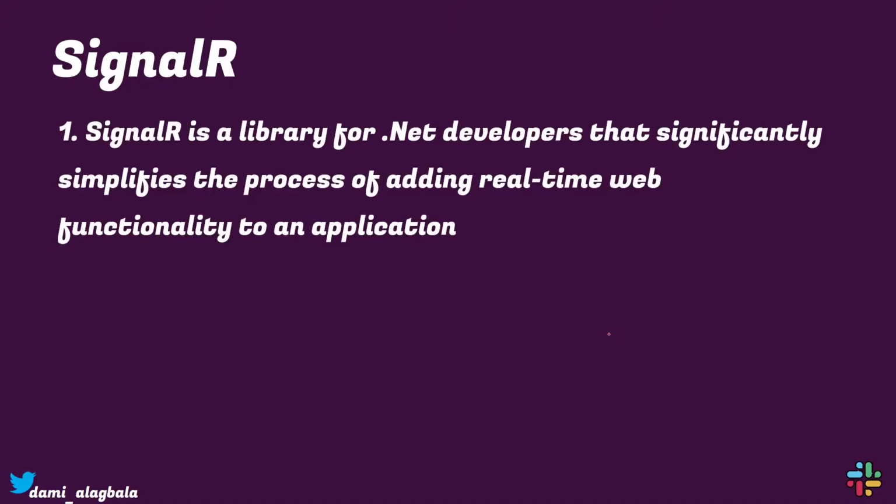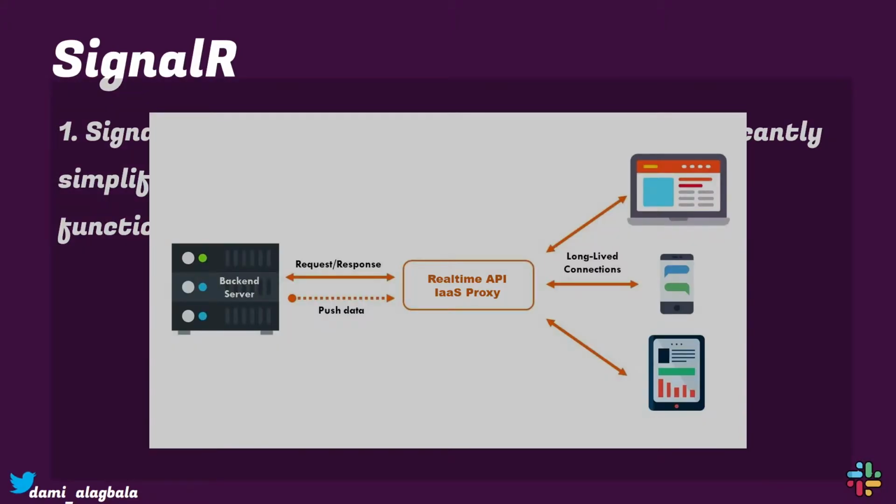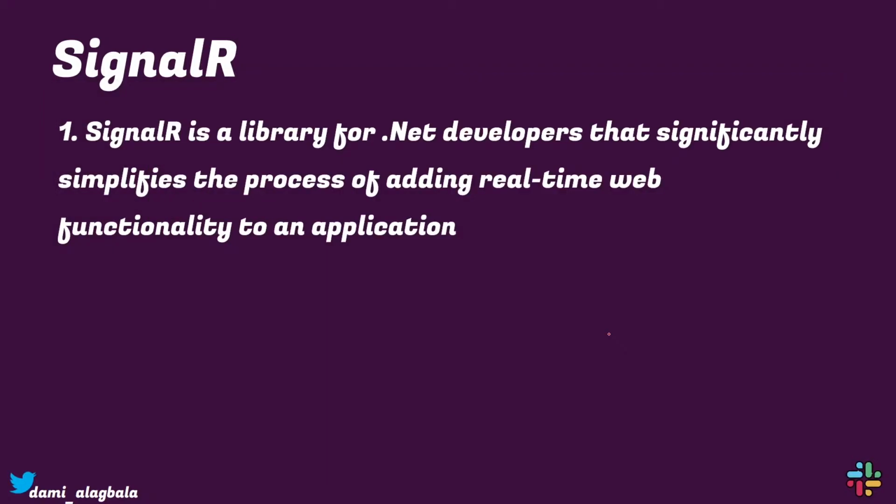So let's look at SignalR. SignalR is basically a library for .NET developers that significantly simplifies the process of adding real-time web functionality to a web application. Basically, when you talk about real-time, that is the ability of your server to push content down to your clients without your clients having to make any HTTP requests.